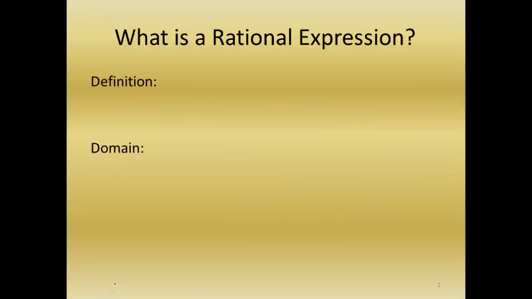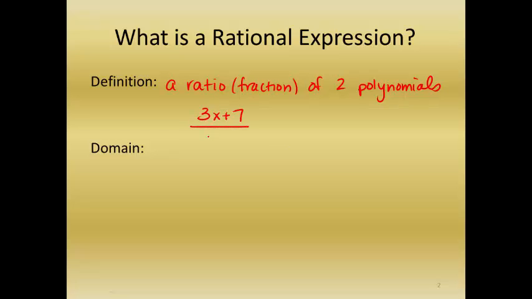What is a rational expression? Of course we have to start here. So a definition of a rational expression is a ratio, which is a fraction, of two polynomials. That is, we have a polynomial expression, for example 3x plus 7, divided by another polynomial expression, perhaps x squared minus 25. A ratio is a fraction. The polynomials are the expressions in the numerator and the denominator.